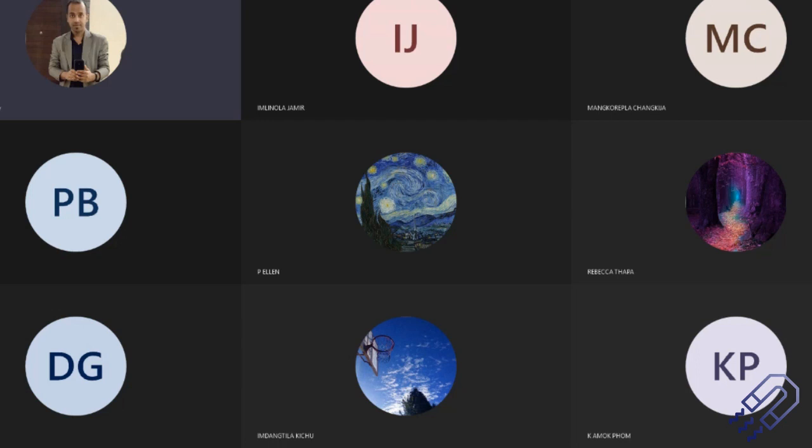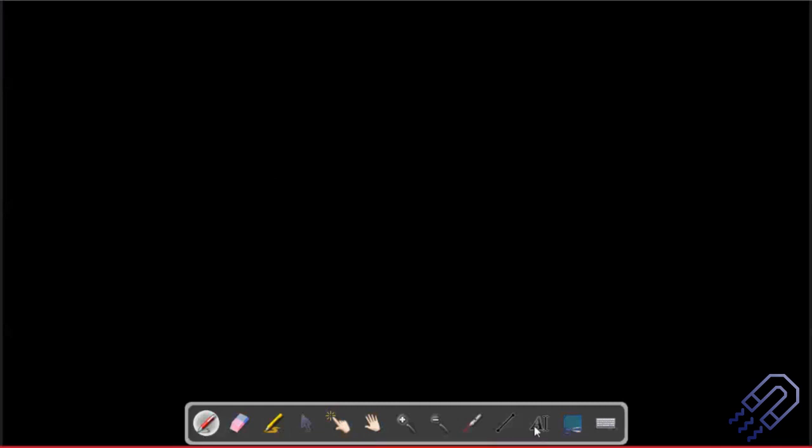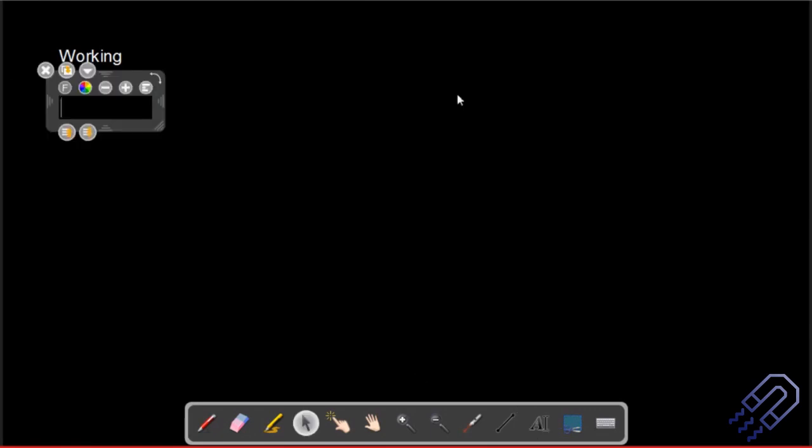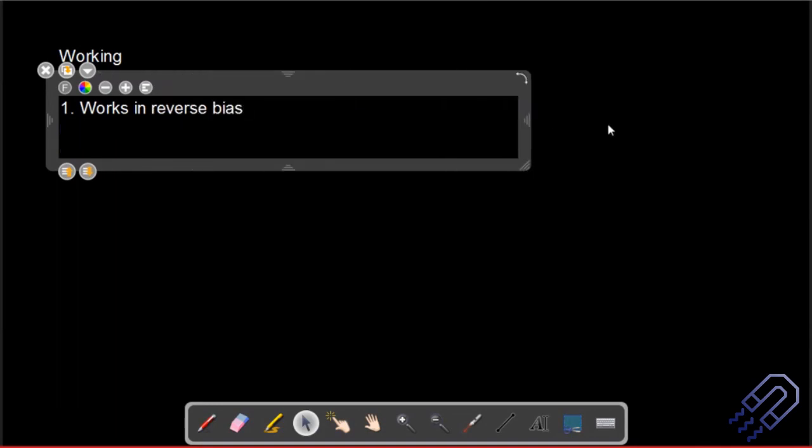So a varactor diode will basically work in reverse bias and gives rise to three regions. So even the depletion region can be considered. You basically have got three junctions, one on the other two sides and one on the depletion region.